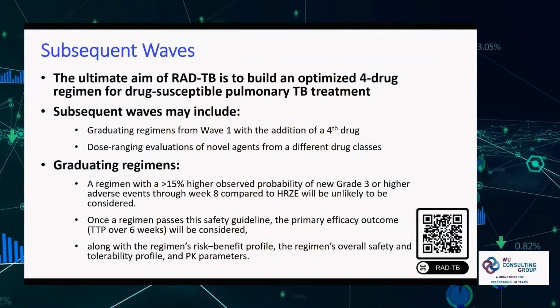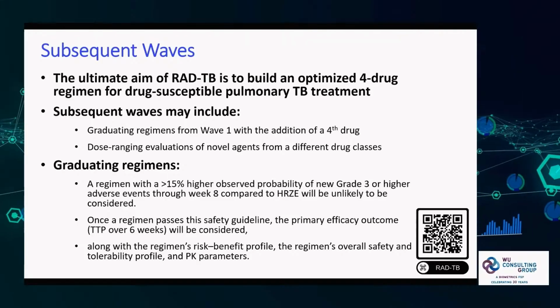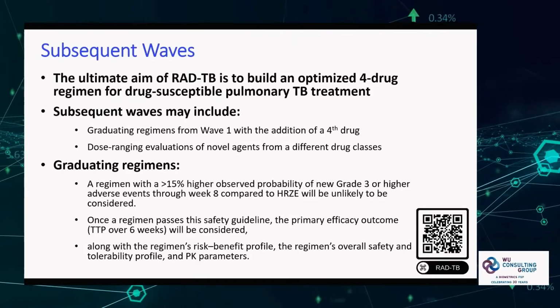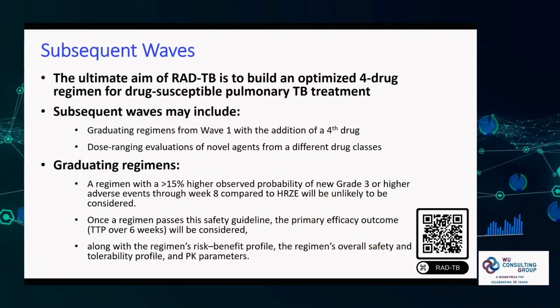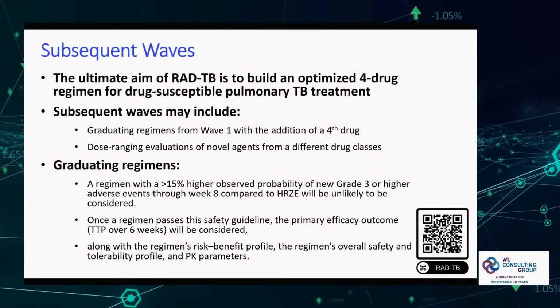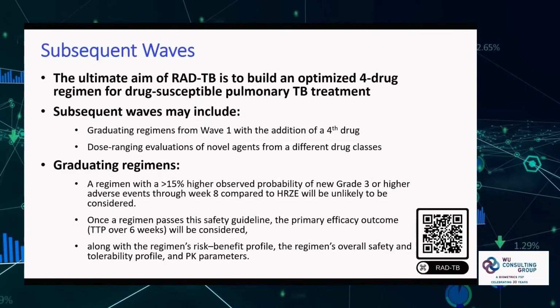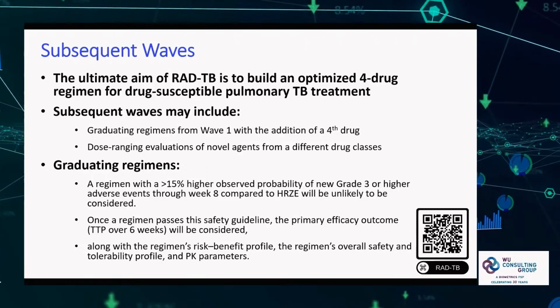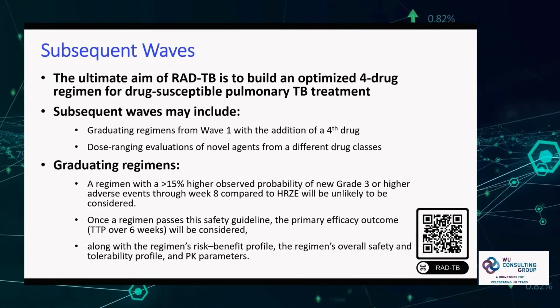This isn't a seamless design like the COVID study. This is using waves where we have time to analyze the data before moving on to the next wave. It doesn't use an interim review committee to do that. We do have a hard and fast graduation rule, which is based on safety: if a regimen shows a greater than 15% higher observed probability of grade 3 or higher adverse events through week 8 compared to the standard of care HRZE, we won't consider that regimen moving forward.